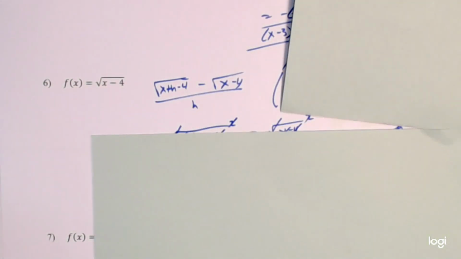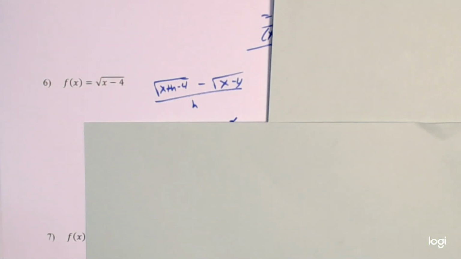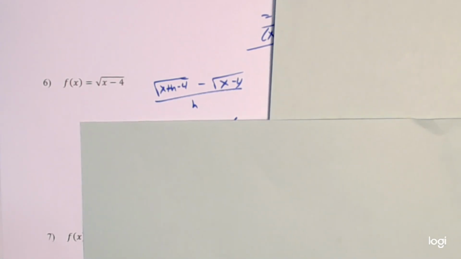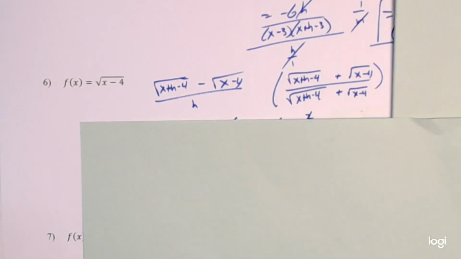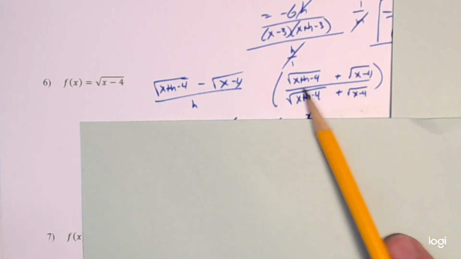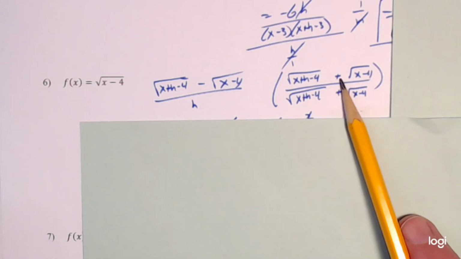All right, so here we go. f of x plus h minus f of x all over h. Remember, our strategy here is we're going to use the conjugate in the numerator to help us simplify. Eventually, that h on the bottom is going to cancel. Multiplying top and bottom by the conjugate. Notice, same two terms, square root, but with a plus in the middle.